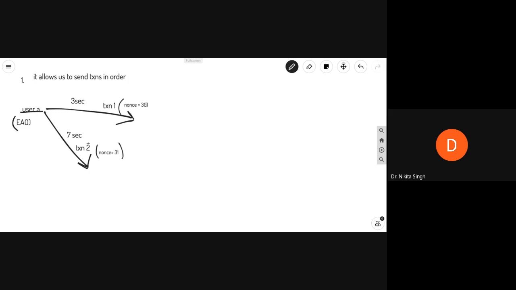So transaction 2 cannot be processed until transaction 1 has been processed because it has a higher nonce value. Transaction 2 has a nonce value of 31. Transaction 1 has a nonce value of 30. So transaction 2 will only be processed when transaction 1 has been processed.